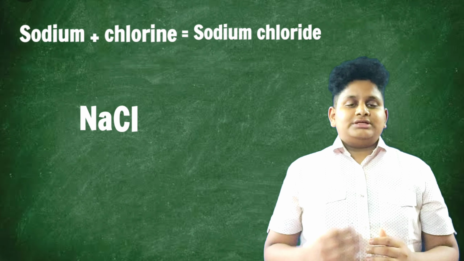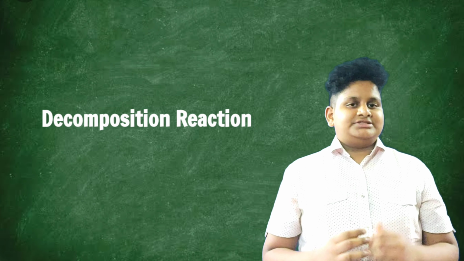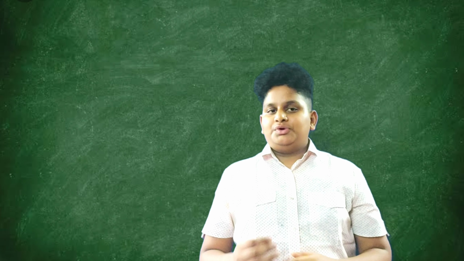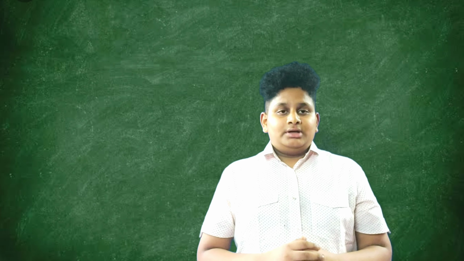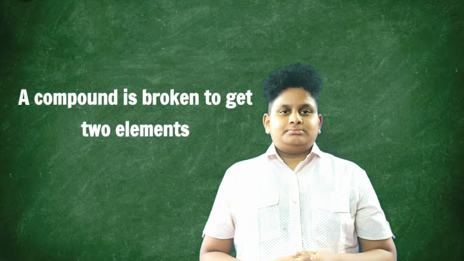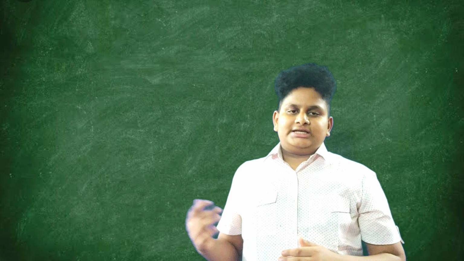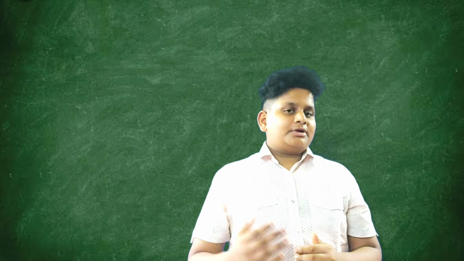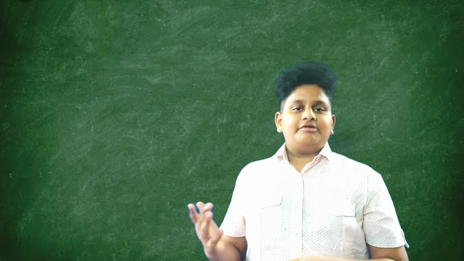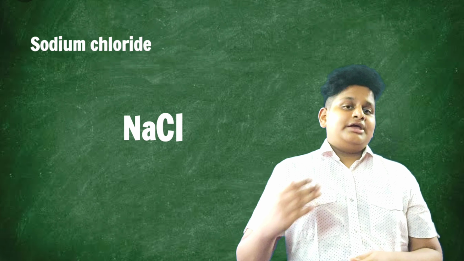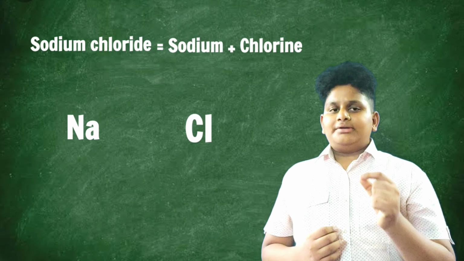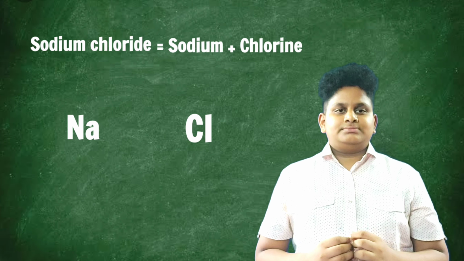Now, let's get into the second type, decomposition reaction. Decomposition reaction is quite the reverse of combination reaction. If you have a compound, we break it to get two elements. So if we take the last example, where sodium and chlorine combine to give sodium chloride in a combination reaction, here we start with sodium chloride. Then if we decompose it, we will get sodium and chlorine. It's just quite the reverse of combination reaction.